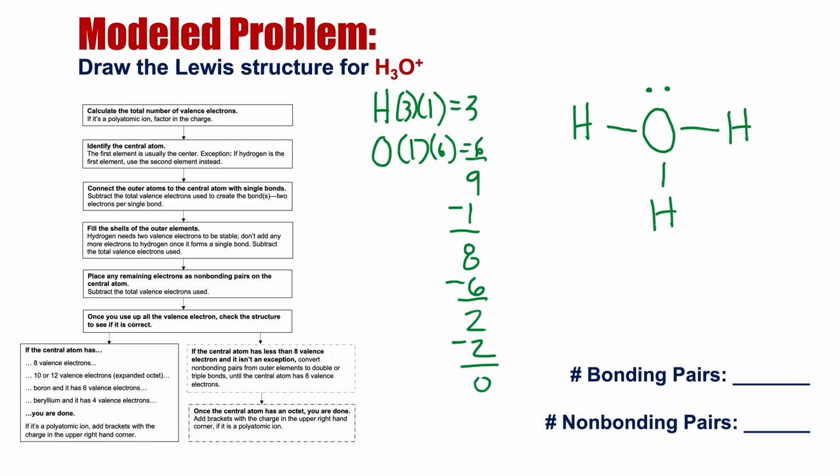I'm checking my central atom oxygen, 2, 4, 6, 8. It's following the octet rule. It's happy. I just need to put the brackets around it with that plus sign, and then it's done. Bonding pairs is 3. Non-bonding pairs is 1. 3 plus 1 gives me 4 times 2 gives me 8. It matches how many valence electrons I was initially supposed to place in the Lewis structure.